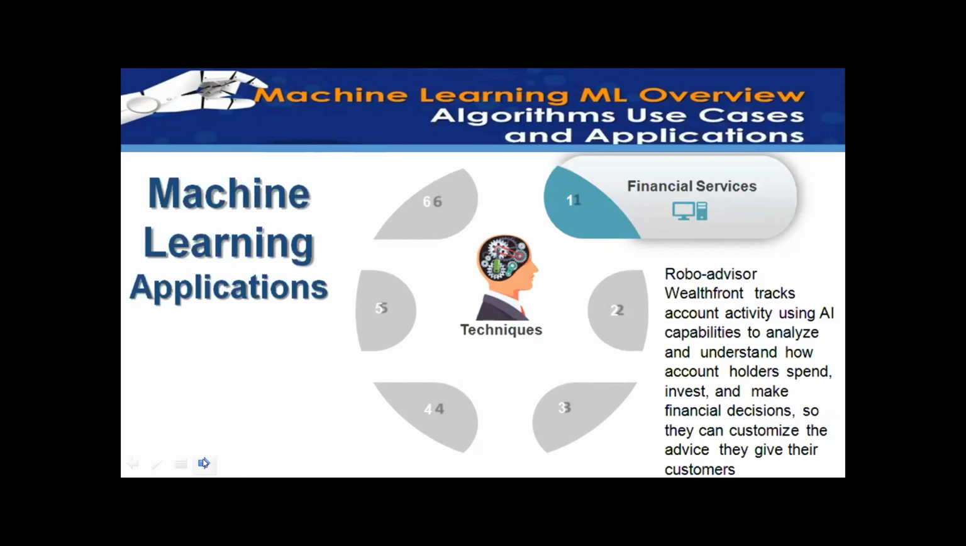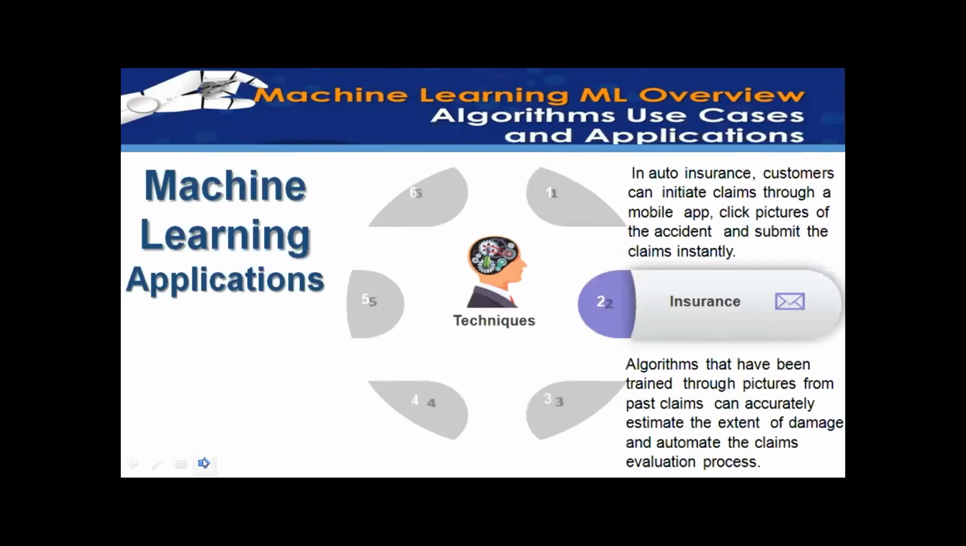And next is the insurance sector. So how is machine learning applied in the insurance sector? In auto insurance, customers can initiate claims through a mobile app. They just click pictures of the accident and submit the claims instantly. The algorithms that have been trained on pictures from past claims can accurately estimate the extent of damage and automate the claims evaluation process. Okay, this is what the algorithm is doing in the insurance sector.